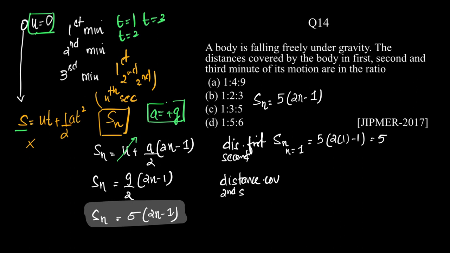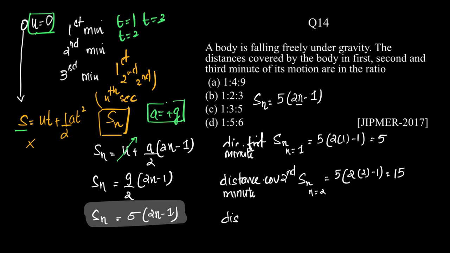Oh, my bad. It's not second. It's according to the question. It is minute, right? So the distance covered in the second minute would be equal to Sn when n is equal to 2, which is equal to 5 into 2 into 2 minus 1, which is 2 into 2 is 4, 4 minus 1 is 3, 5 into 3 is 15.